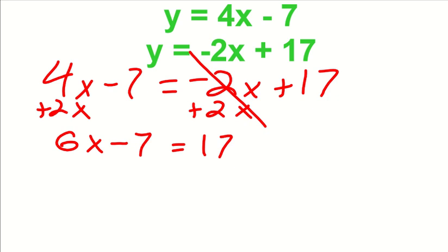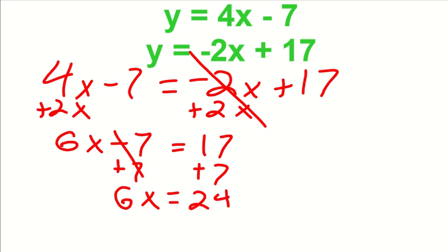Now I solve by doing the opposite with my addition or subtraction. I got subtraction here. The opposite of that is adding. So I get 6x, because that canceled out, equals 24. Last step, we have to divide by our coefficient. So 24 divided by 6 gives me an x value of 4. Any questions on how to get the x there? When they're both y equals, set them equal to each other, and we solve for x.